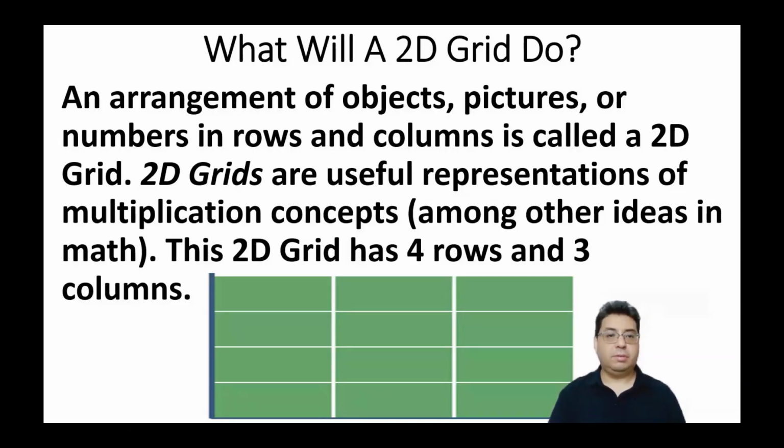So a 2D grid is basically an arrangement of objects, pictures, or numbers in rows and columns. That's called a 2D grid. 2D grids are useful representations of multiplication concepts, among other ideas in math. This 2D grid has 4 rows and 3 columns, and this is the kind that we're going to be using for today's video. Let's go ahead and take a look at some now.